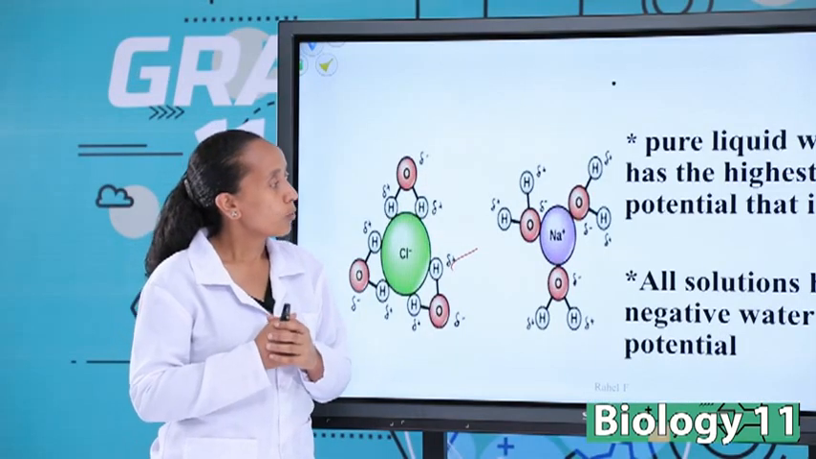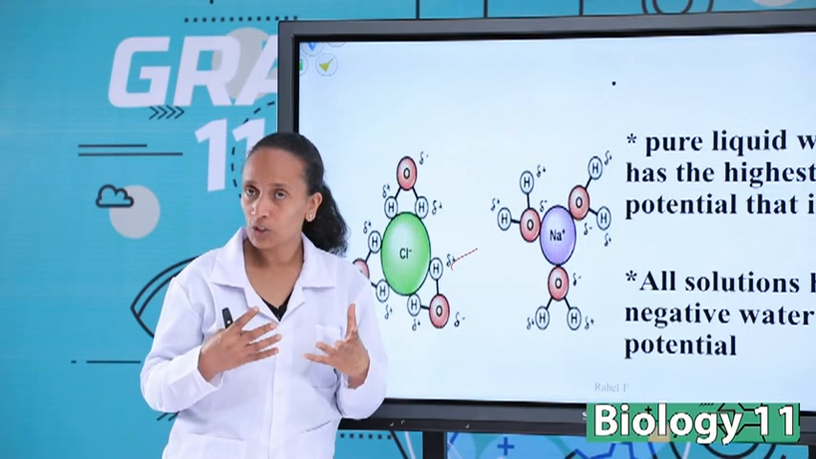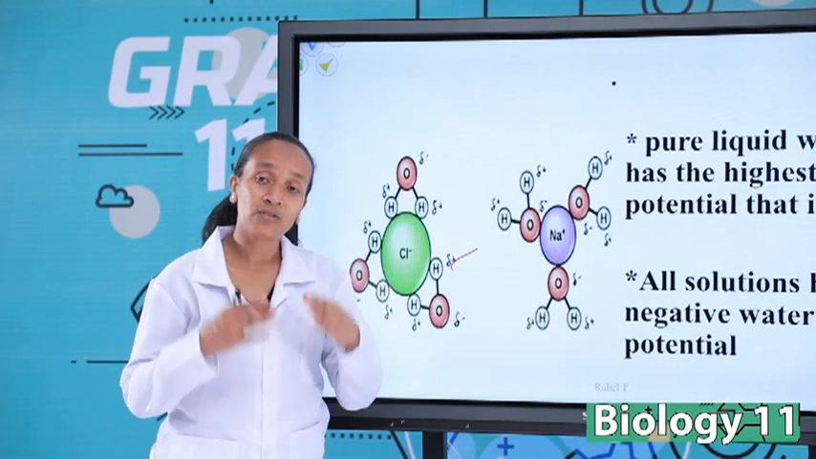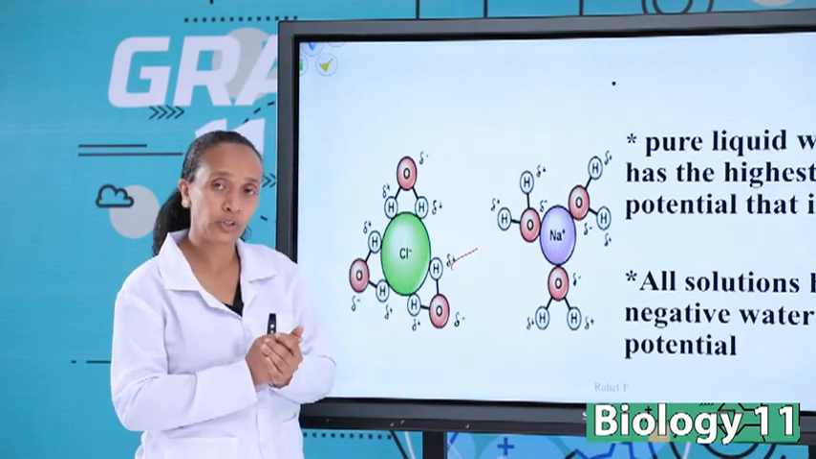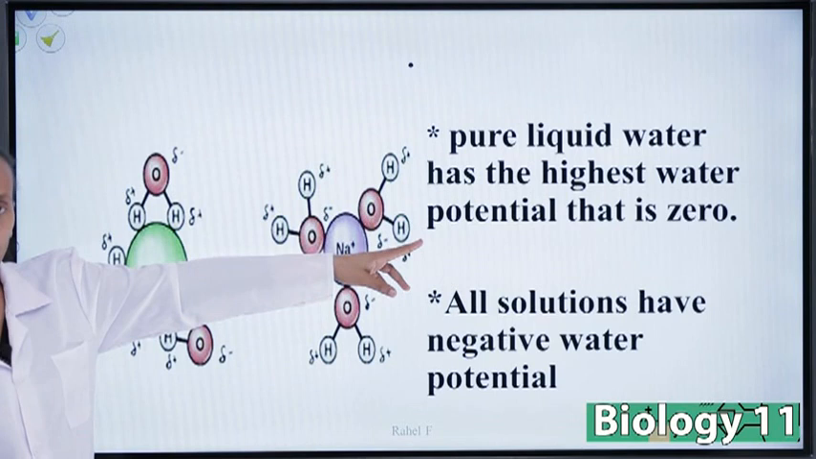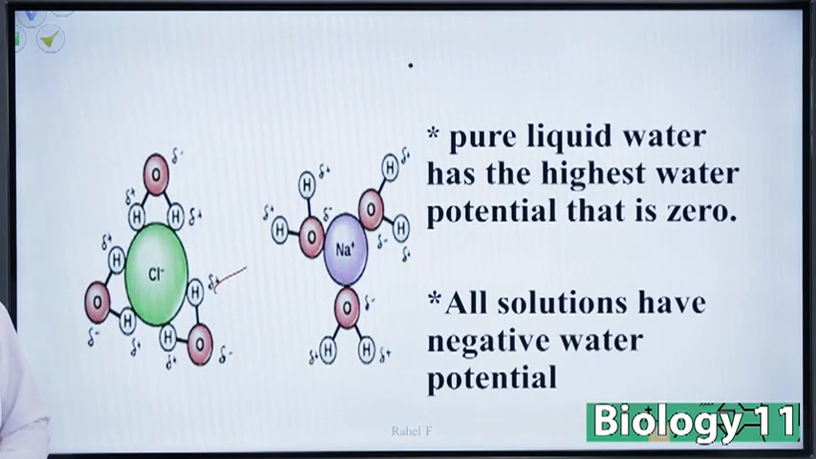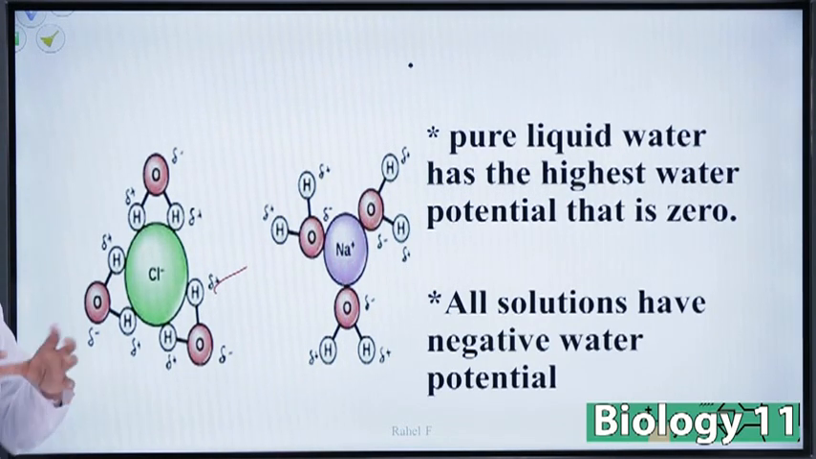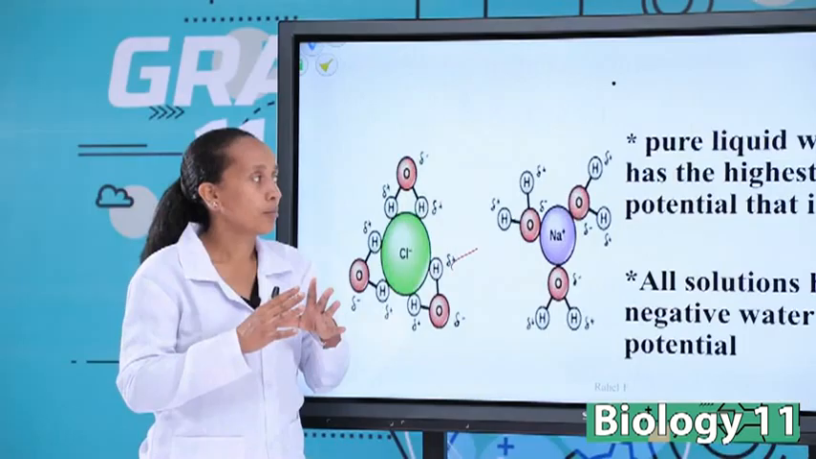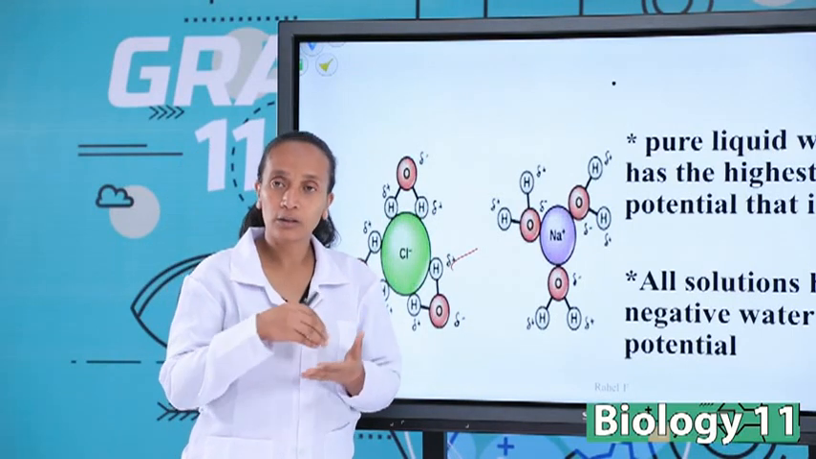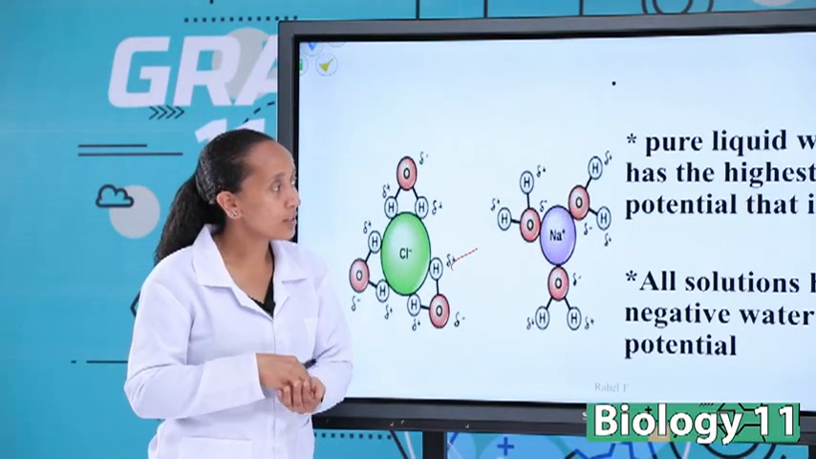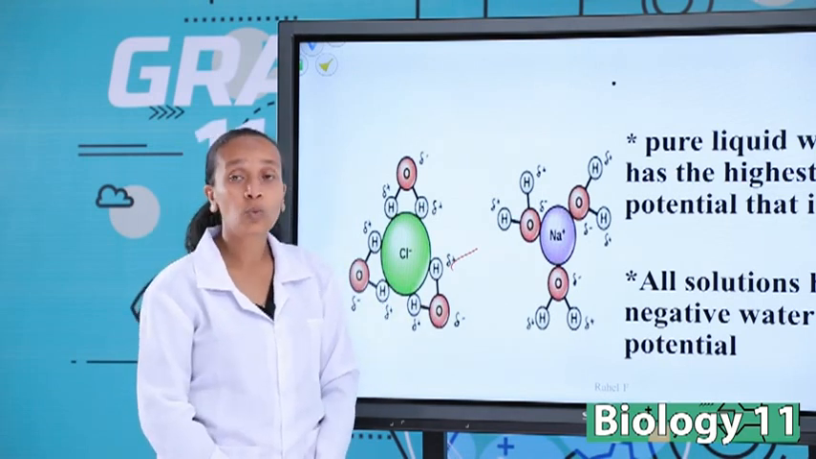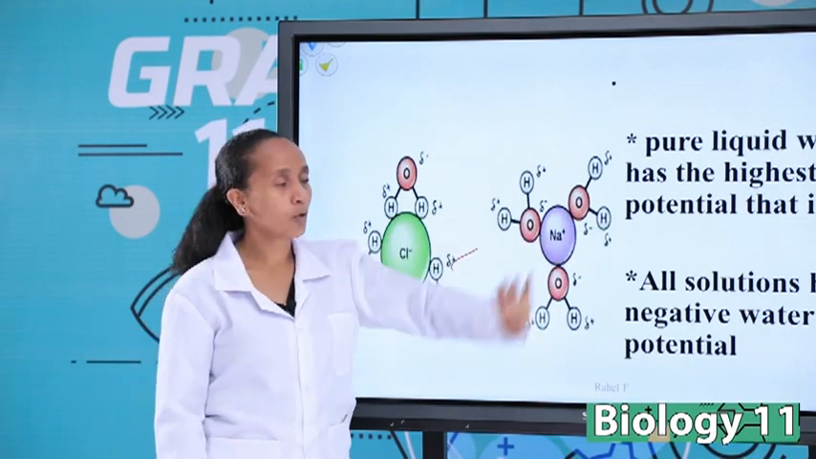Due to this, when biologists measure the water potential of different systems, pure water is found to have the highest water potential, that is 0. Pure water has the highest water potential, that is 0. This is because in pure water there are no mixed solute particles in the system. For that reason, 100% of the system contains free water molecules, and it is 0 Pascal.